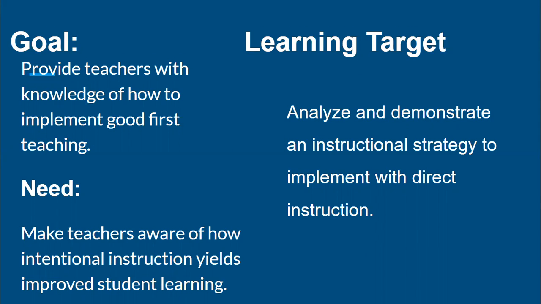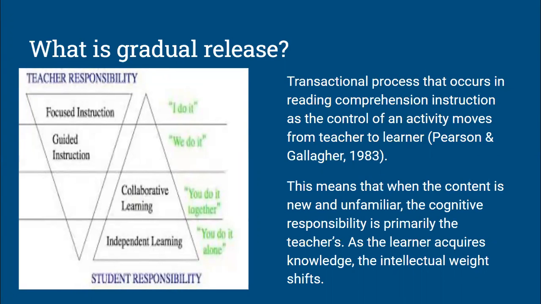So our target today is to analyze and demonstrate an instructional strategy to implement with direct instruction. So again, a lot of what I'm going to talk about today has to do with direct instruction. What is gradual release? Well, it is a process that actually occurs in reading comprehension. That's where the research was with reading instruction. We've actually taken it into every subject area. It can be used, of course, with mathematics, and the other subjects are reading subjects, science and social studies.